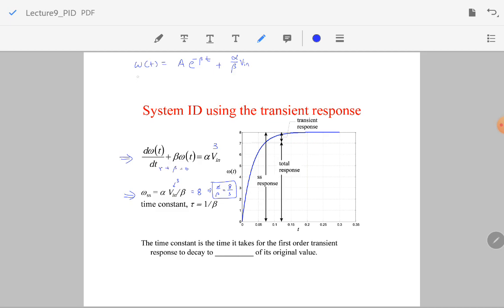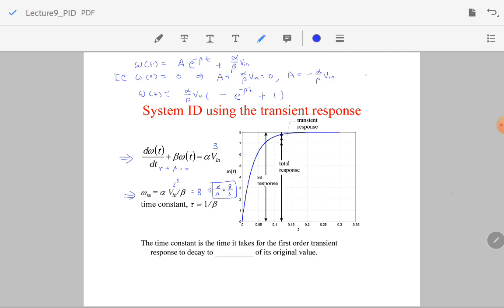If you apply the initial condition where the initial speed is equal to 0, you'll find that A plus alpha over beta V_in equals 0, and we find A must be equal to minus alpha over beta V_in. So you have omega(t) equals alpha over beta V_in times the part that's exponential decay, minus e to the minus beta t, plus 1. I took the steady state response outside.